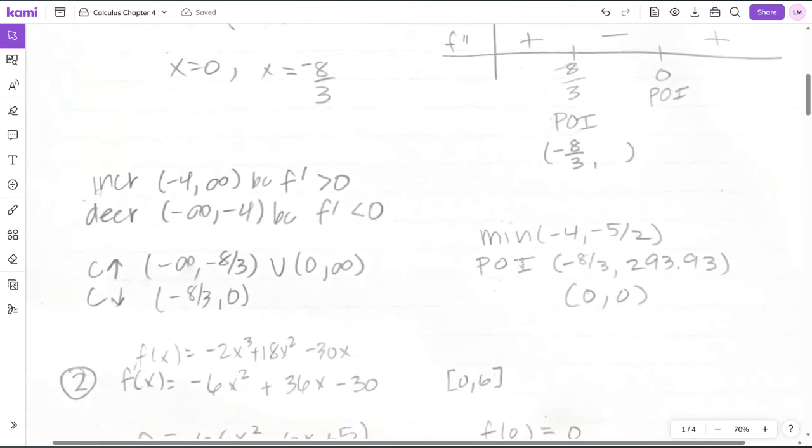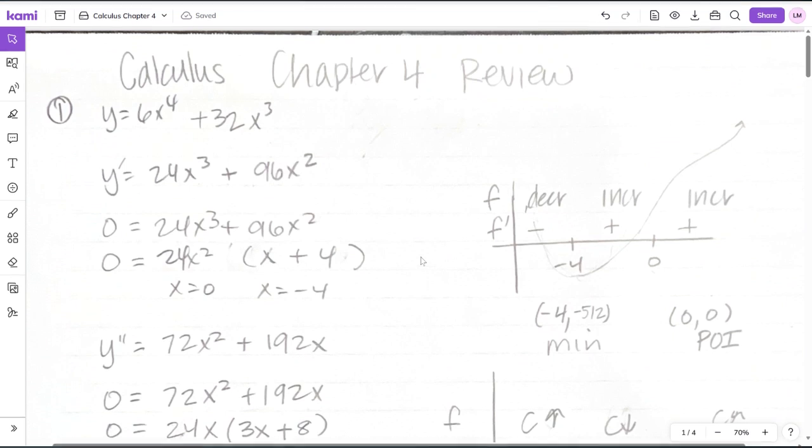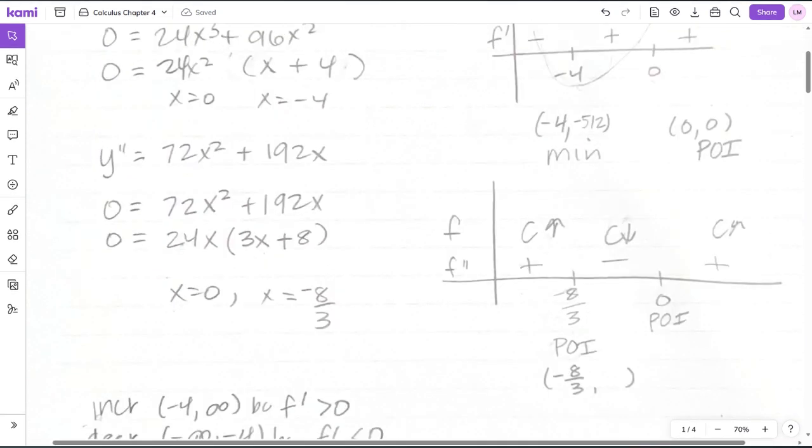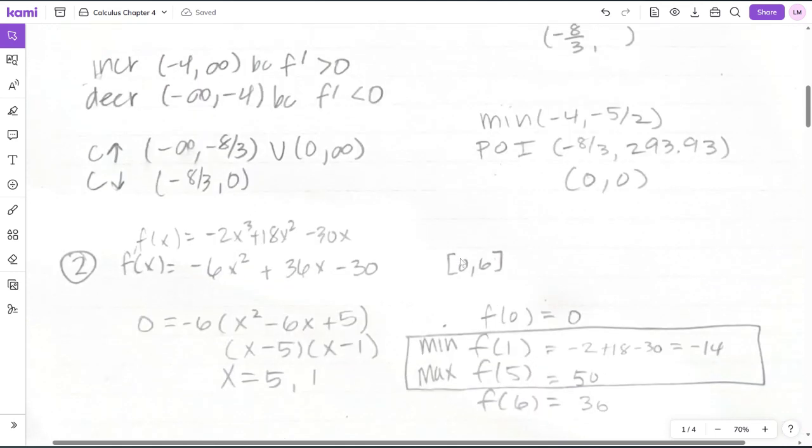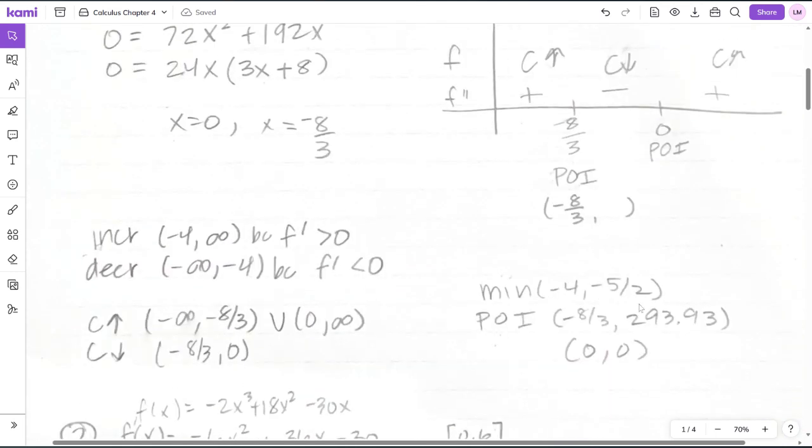And so I put that back over here. I don't think negative 8/3 is 0. Oh, that's okay. Never mind. Got it. There it is, because it was a gross number. There's when I plugged in negative 8/3. So there's my minimum and my 2 points of inflection.